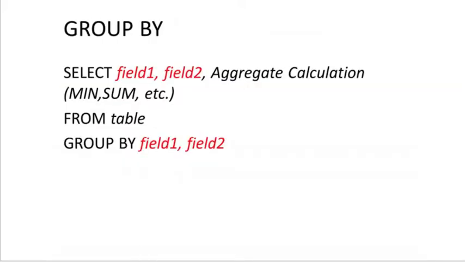This is the syntax for group by. If you want to group by on field 1 and field 2, you have to select them out in the select clause. And after that, you can introduce your aggregate calculation. Again, we can have more than one aggregate calculation.